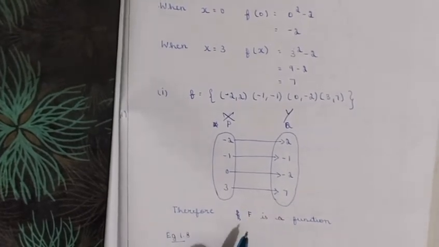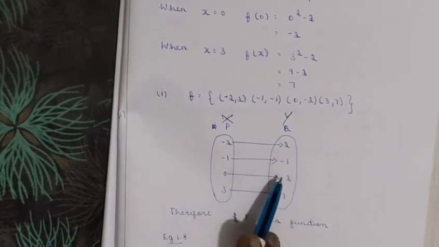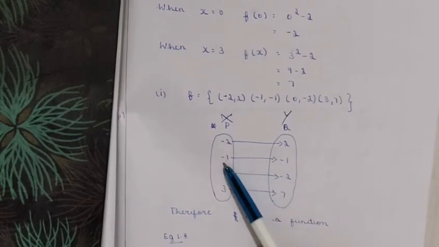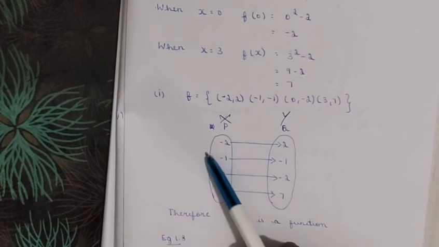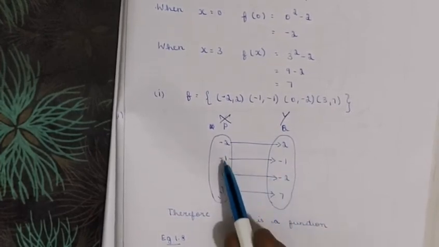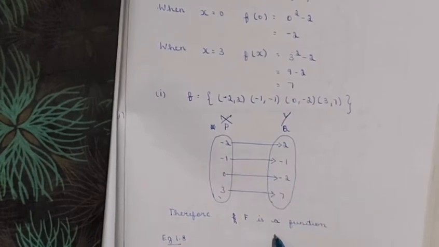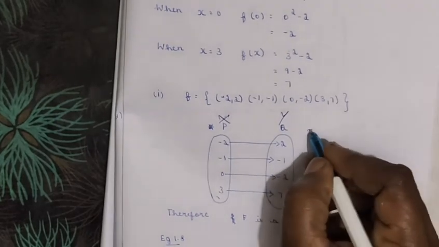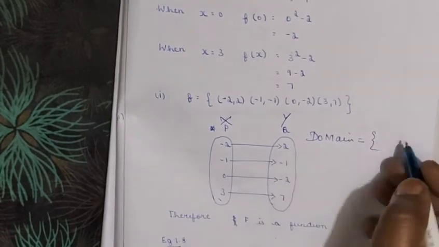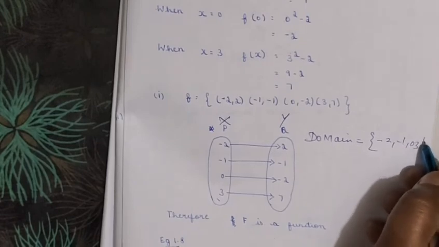Okay. Now, first look for the pre-images and images, whether all the images have the pre-image. Yes, all the images have the pre-images, and also they are unique, no repetition in the image. So f is a function, and they have asked for domain. Domain is nothing but the first set. So minus 2, minus 1, 0, 3.